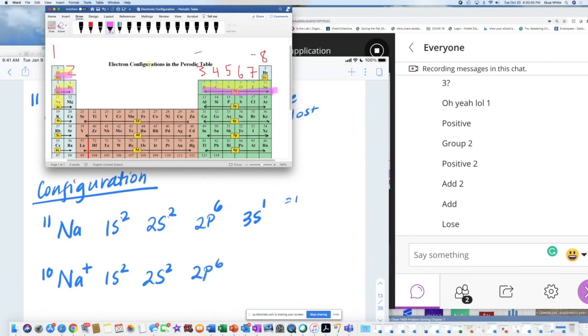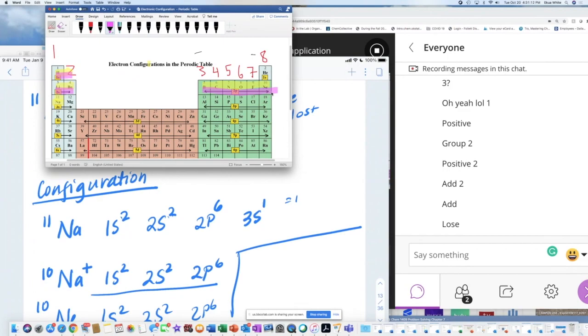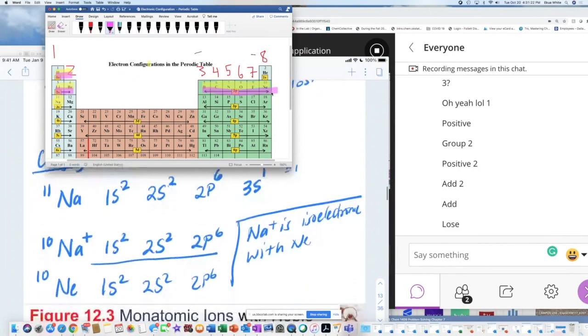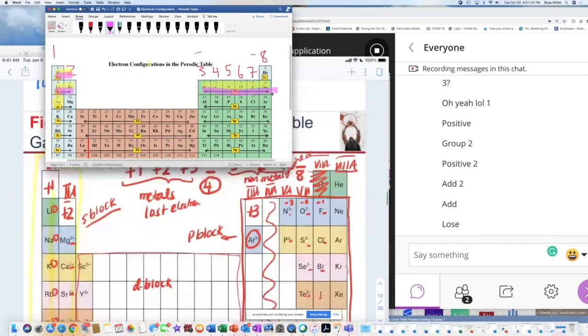2p6. Well, we said we had 10 electrons, right? That's it. So the configuration of sodium after it lost 1 electron matches neon. When I write the neon configuration that also has 10 electrons, guess what I get? 1s2, 2s2, 2p6. So if you are asked to describe this using proper terms, you say sodium ion is isoelectronic with neon.